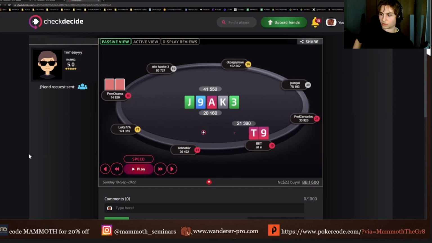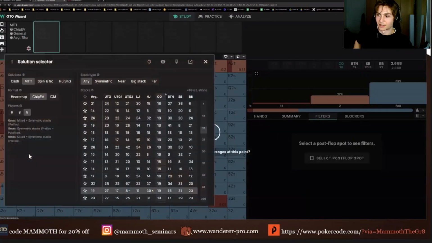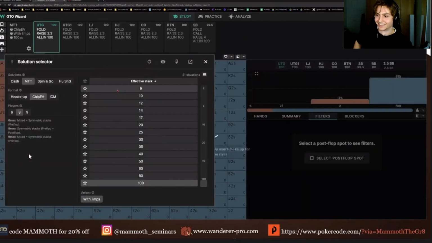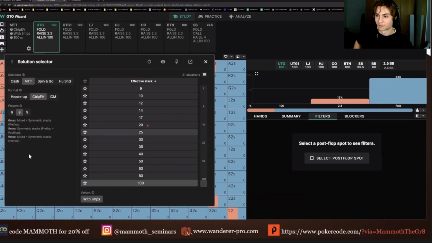My main question was, if I barrel my range on the turn, I also have to barrel jack tens, jack eights, jack sevens. It feels kind of weird to bet them Geo, but I guess that's a strategy. I mean, you could bet slightly smaller than Geo.